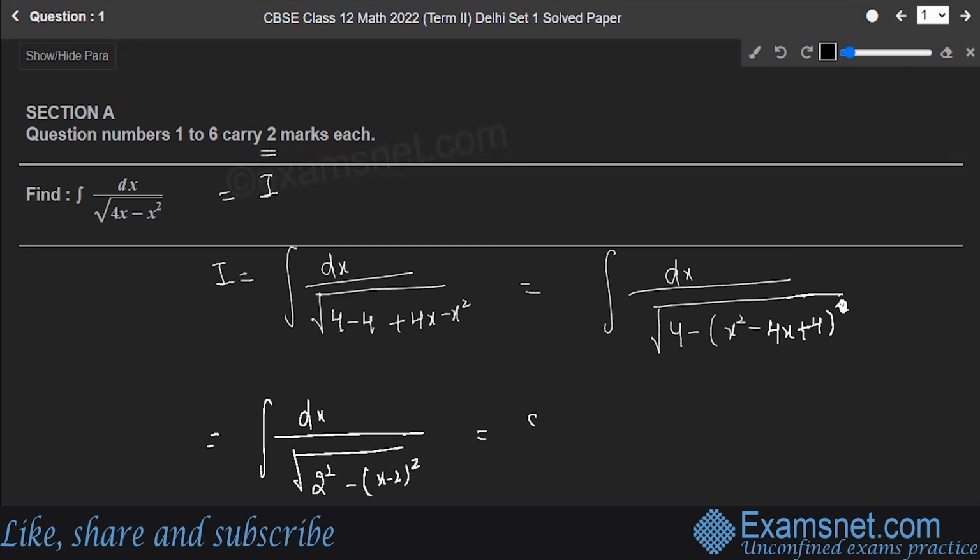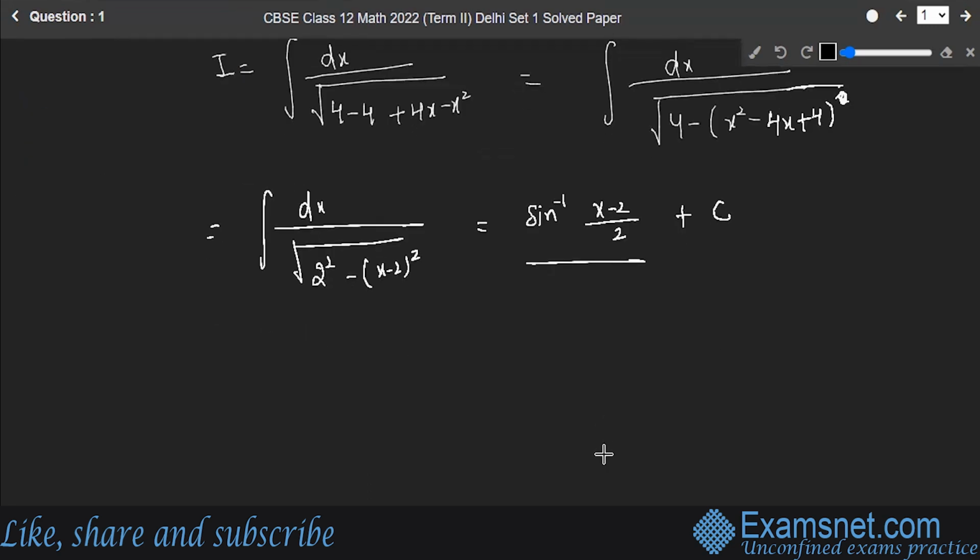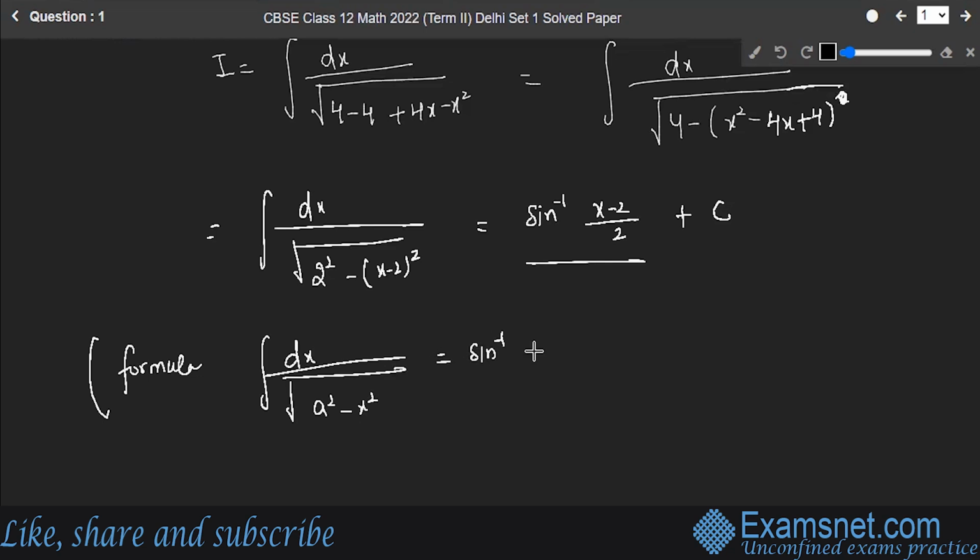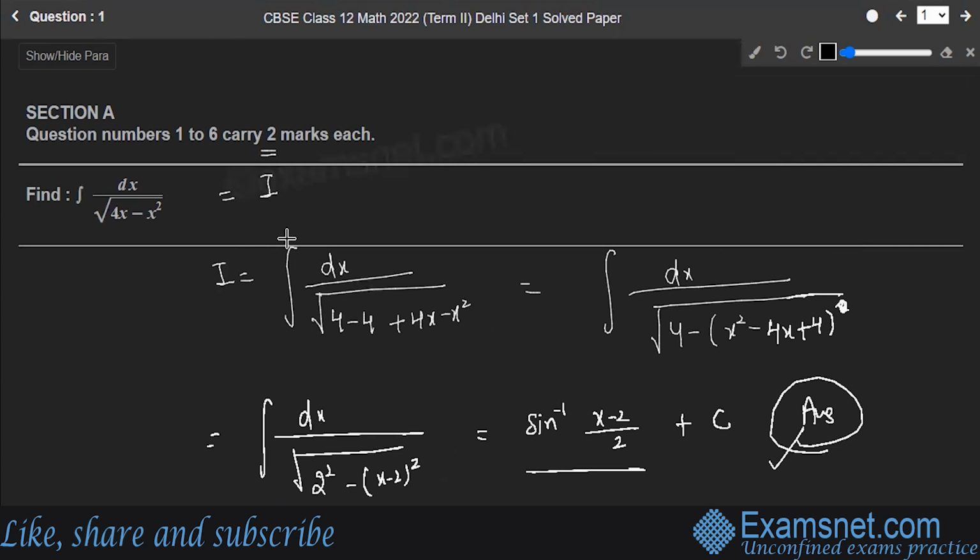Now this is the formula for sine inverse of (x minus 2) upon 2, plus the constant c. See what formula I'm using over here. The formula is the integral of dx upon root of a square minus x square, which is equal to sine inverse of x upon a plus the constant c. So according to this, this is the answer to the given question. Hope you understood that.